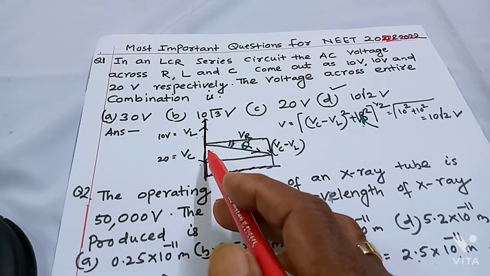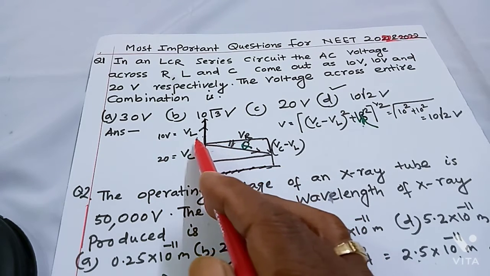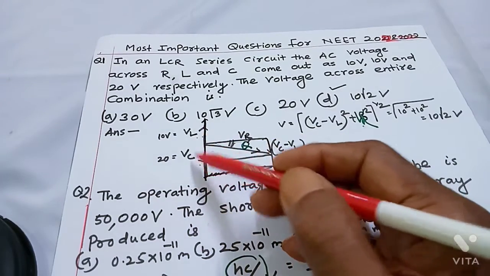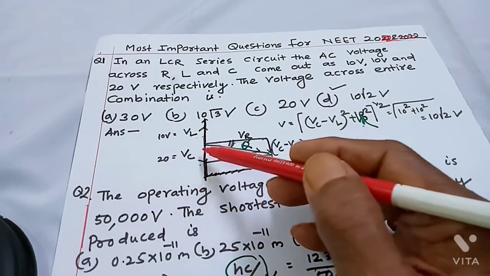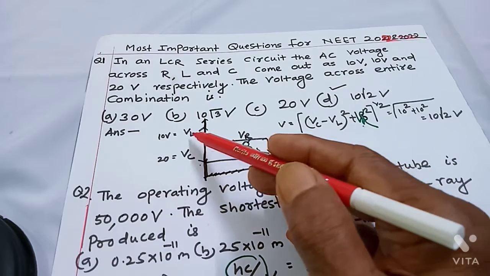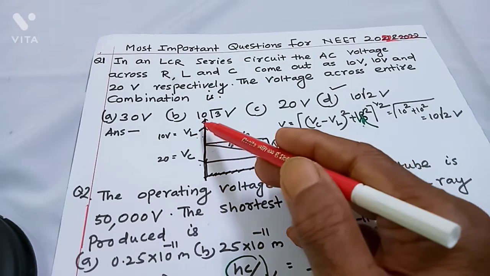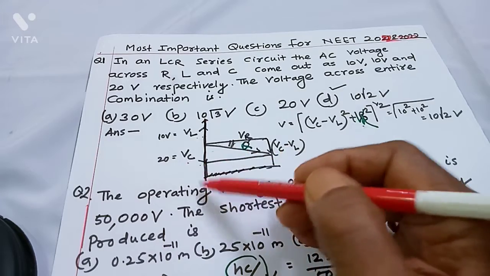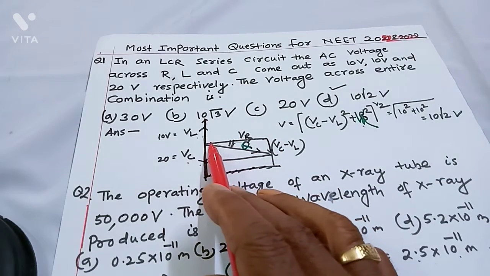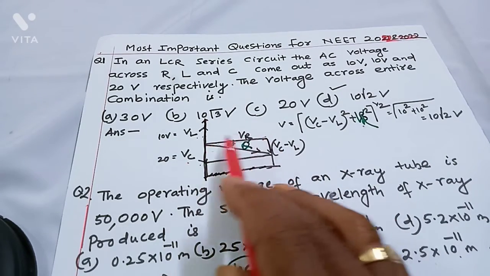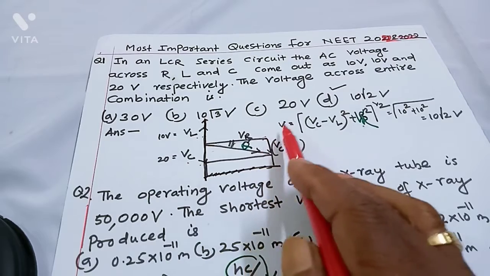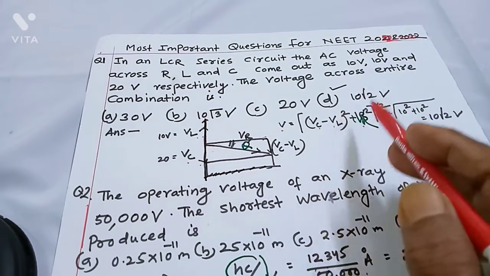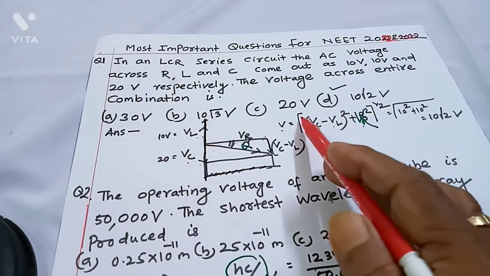Now the potential across inductor and across capacitor are out of phase, that is the phase difference is pi. Inductive voltage is taken along the positive y-axis, capacitive voltage along the negative y-axis, and VR, the voltage across the resistor, is taken along the x-axis. So the effective potential is the square root of (Vc minus Vl) whole square plus Vr square.